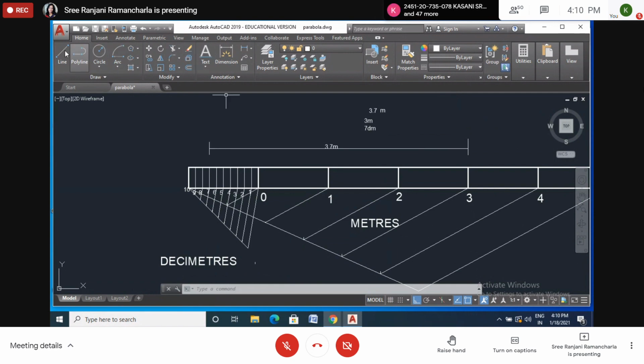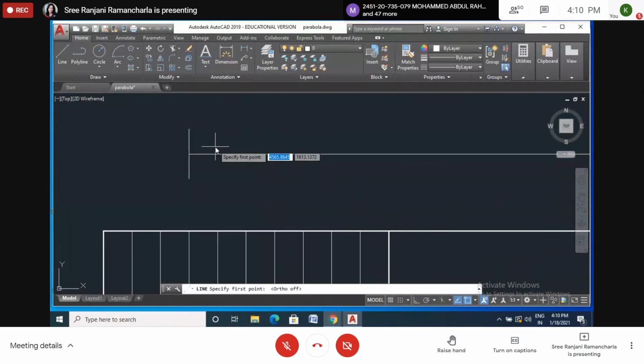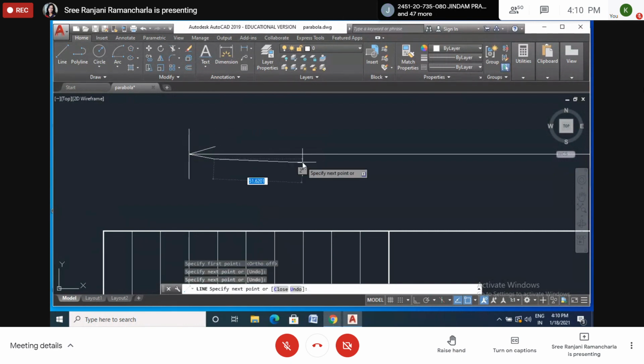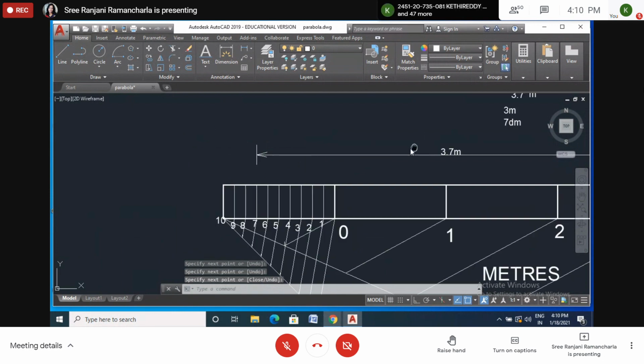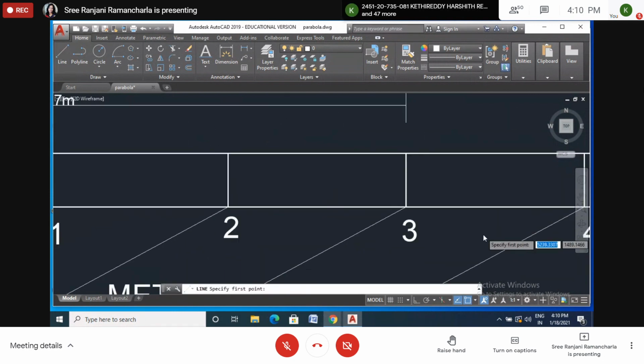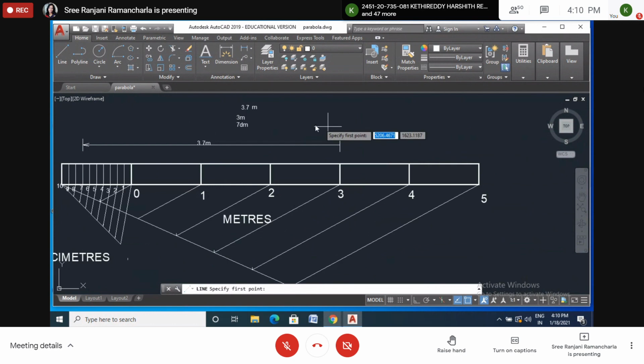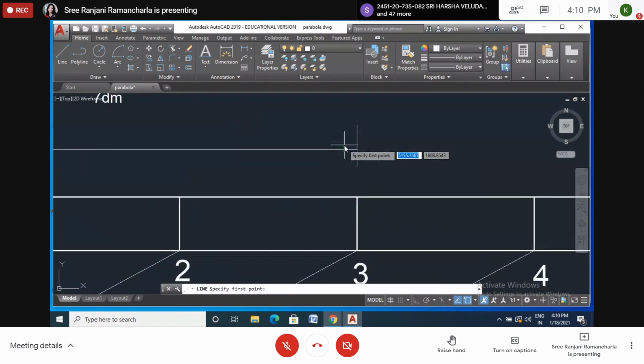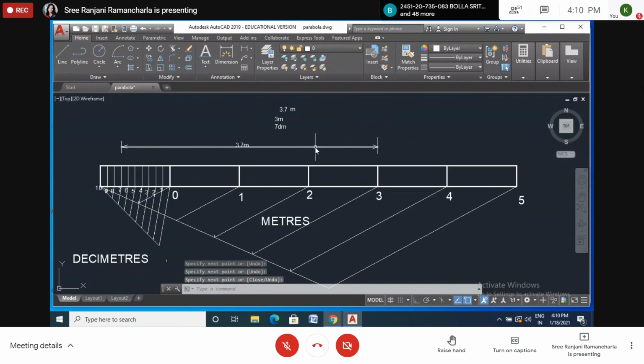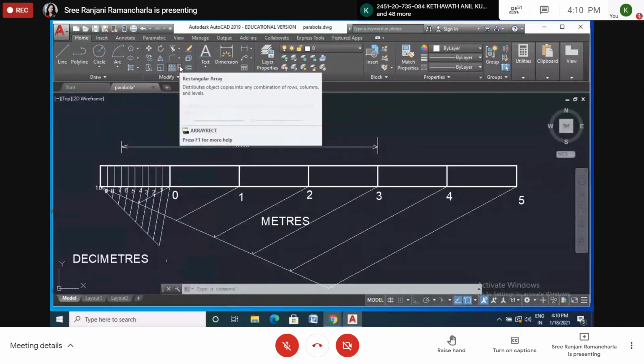Draw small arrow marks. Okay. Also draw small arrow marks. What is another one? How much length? Okay. Another one is 4.9.